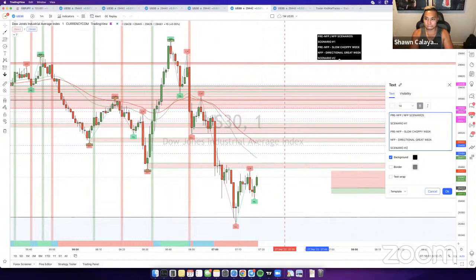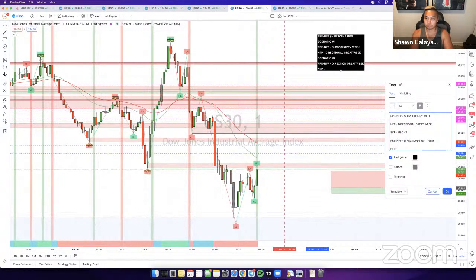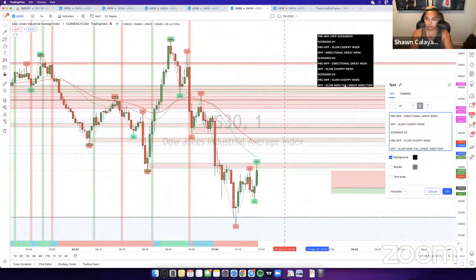Scenario 2 is the opposite, pre-NFP. And then scenario 3, pre-NFP, slow, choppy week, and then NFP, slow Monday to Wednesday or Tuesday, great direction, Wednesday through Friday.